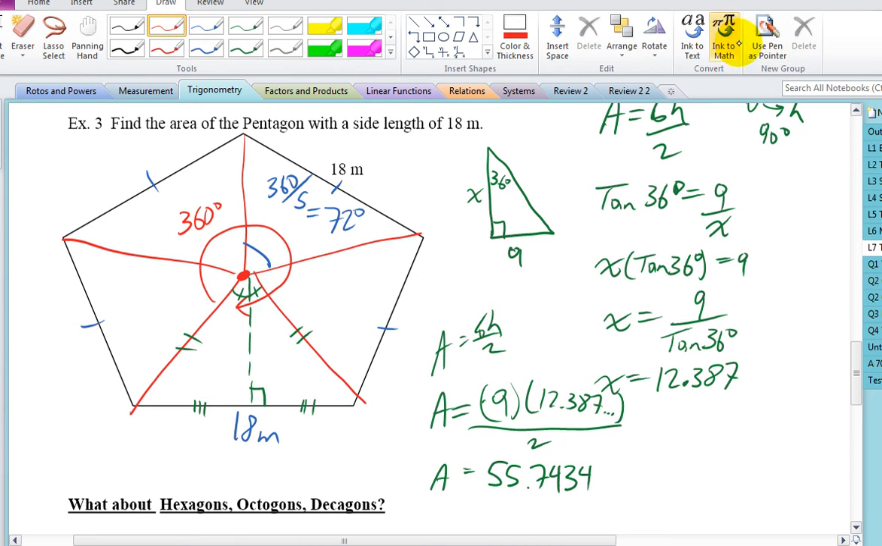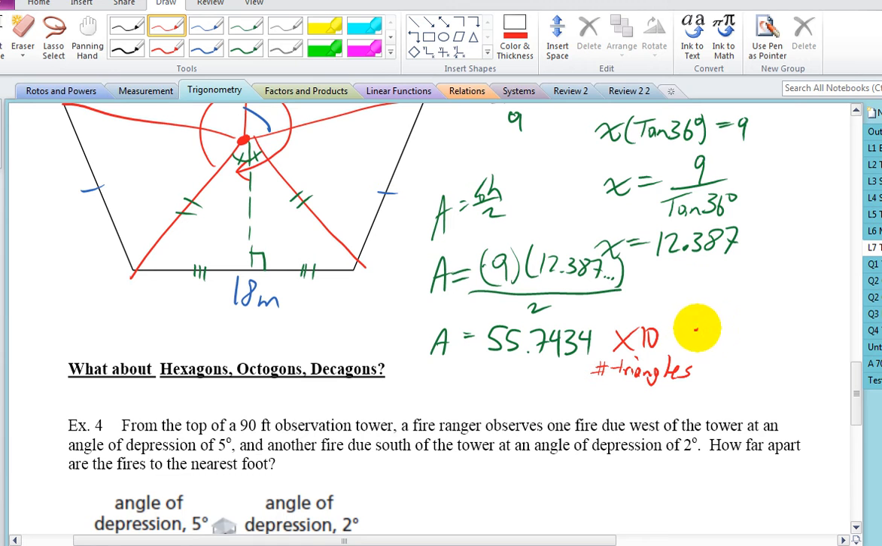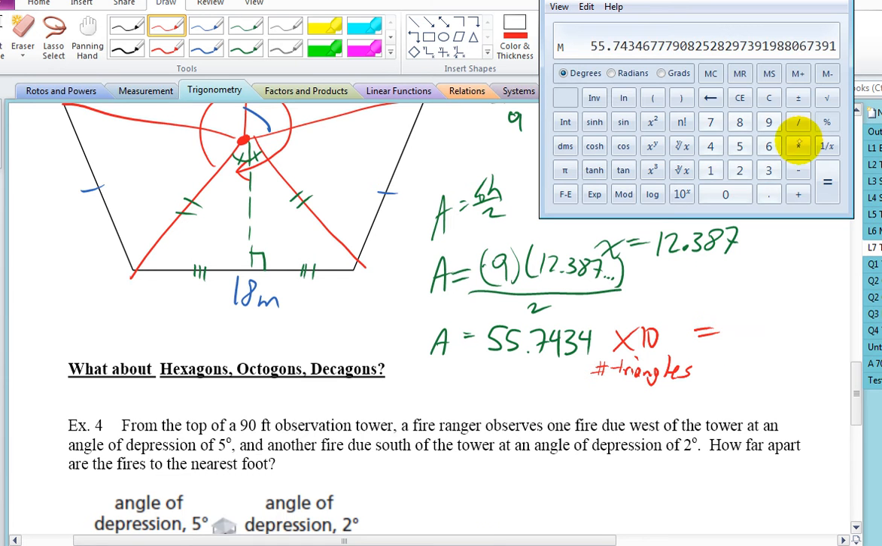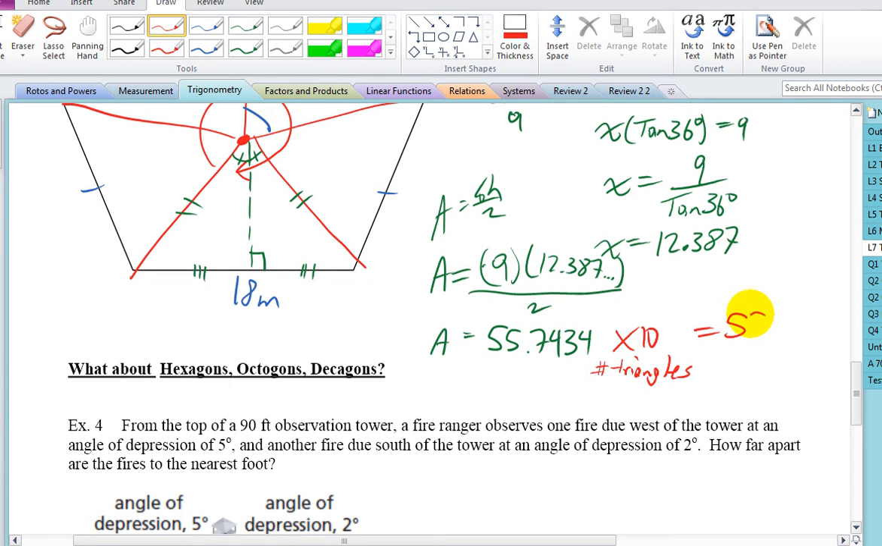So times this by 10, because there's 10 triangles, the number of small triangles. Yep. So times it by 10, it's still in your calculator. And 557.4 meters squared. Okay.